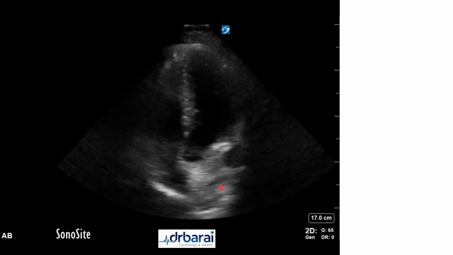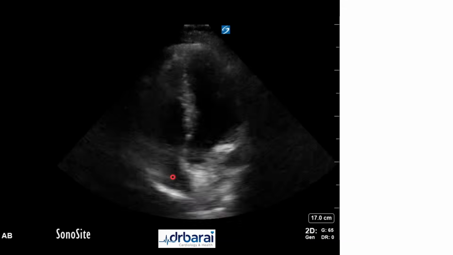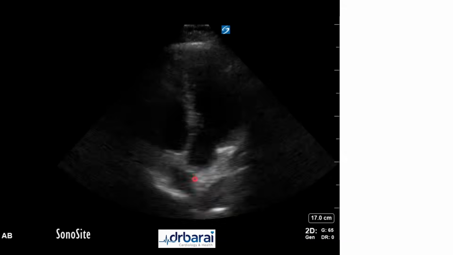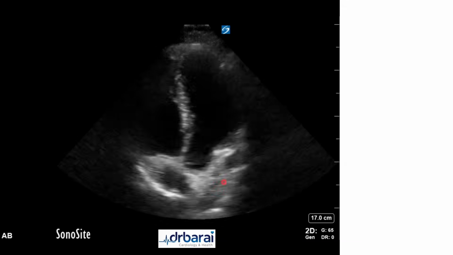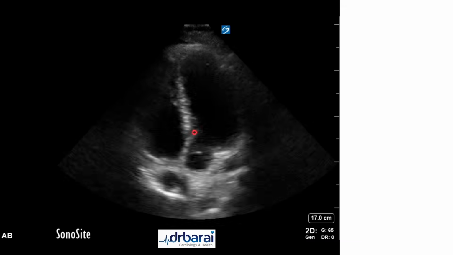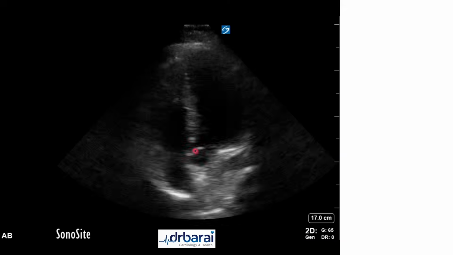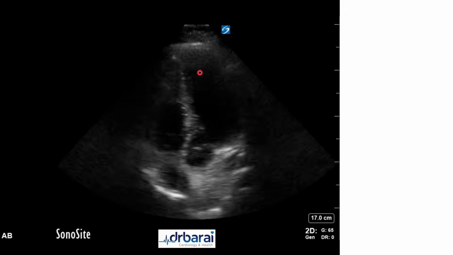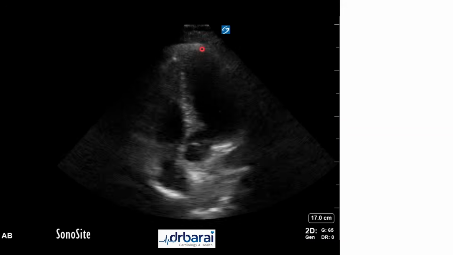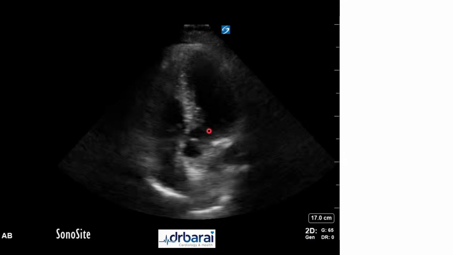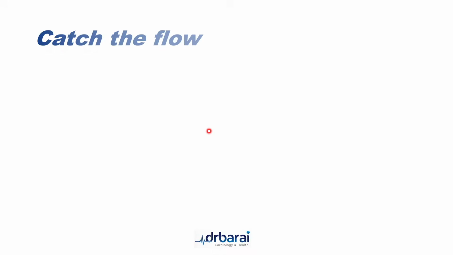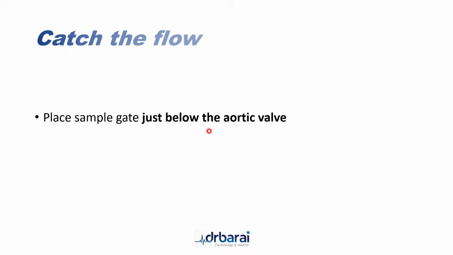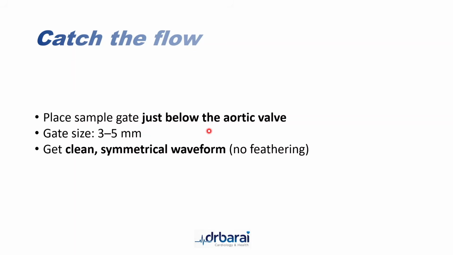There is a bit of rotation of the probe, that's why we cannot see the right and left atria very well. We cannot see the tricuspid valve and the mitral valve very well either. So this area is the left ventricular outflow tract and this is the aortic valve. What we need to do is use the pulse wave Doppler and place the sample gate just below the aortic valve. The gate size is usually 3 to 5 millimeter, and we get a clean symmetrical waveform.